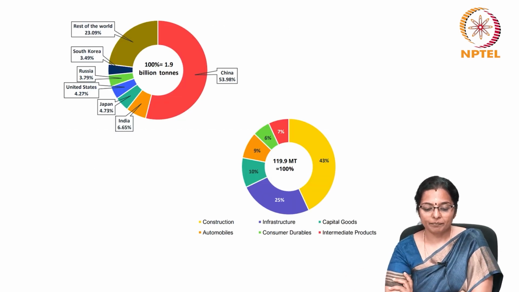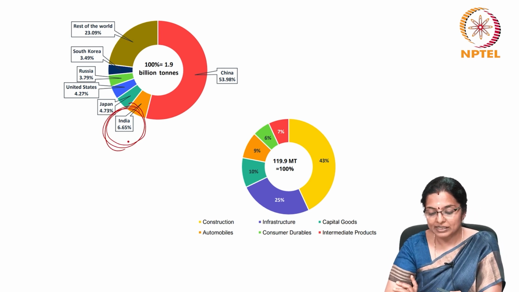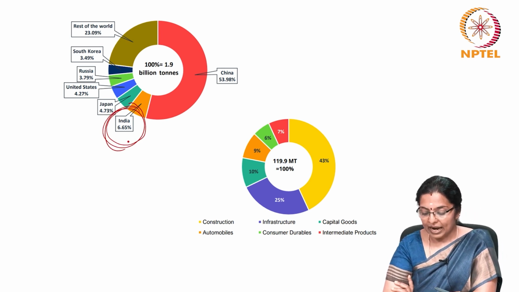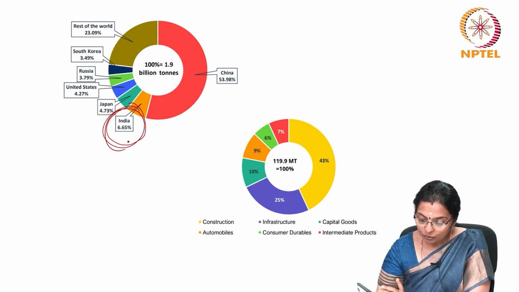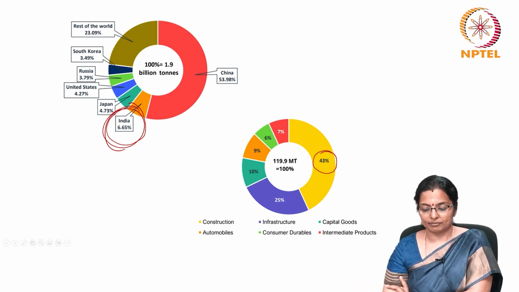Here you can see India consumes 6.65% of steel, and you can see that the construction sector consumes 43% of the total steel.